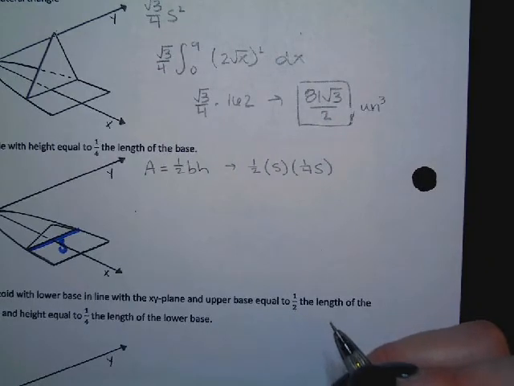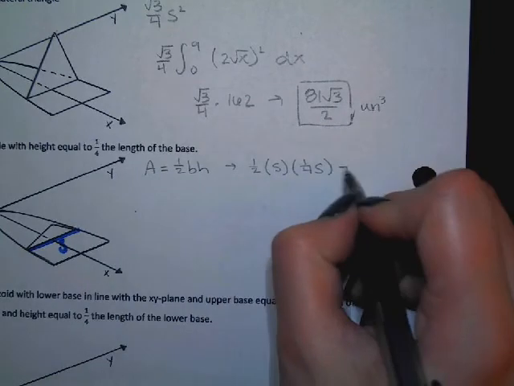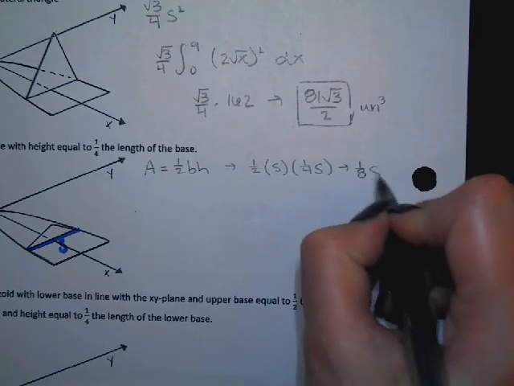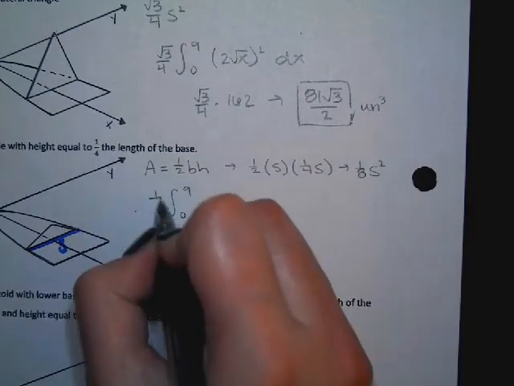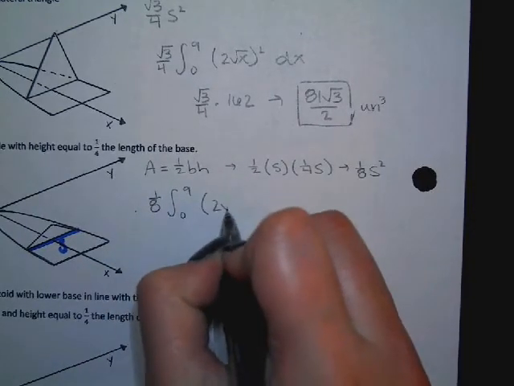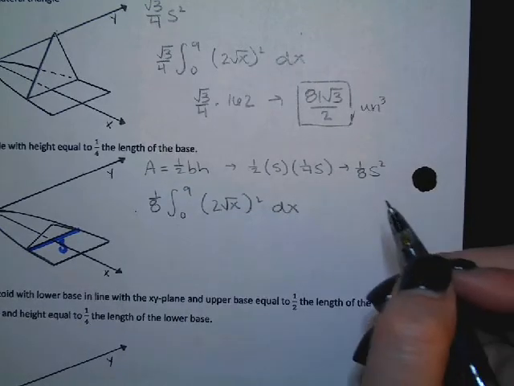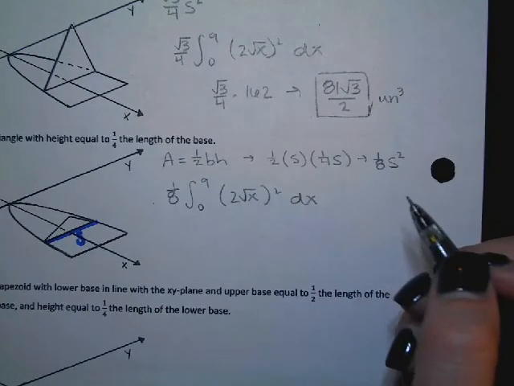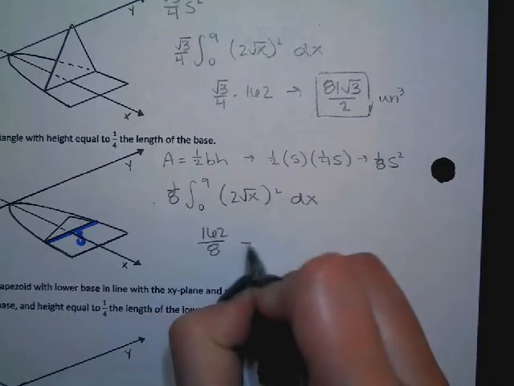So we get 1/8 S squared. Okay, so we have 1/8 S squared. 0 to 9. So this is really similar to one of the answers we already found. 162 over 8, it's 81 over 4.